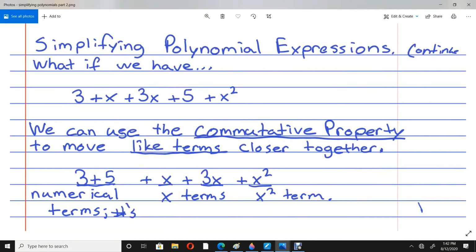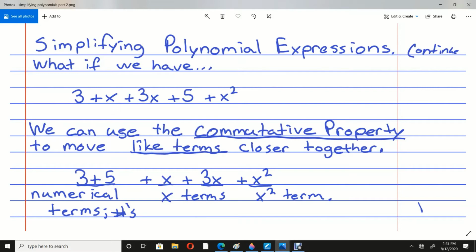All right, we're going to continue that discussion right now. Next page of notes, simplifying polynomial expressions continued. What if we have an example like this? What if we have 3 plus x plus 3x plus 5 plus x squared? Well, we can use the commutative property to move like terms closer together. The commutative property allows us to move around any numbers that we are adding in an expression, such as 2 plus 3 equals 5. Well, we can just change that to 3 plus 2 equals 5. It's the same thing. So 3 plus 2 equals 2 plus 3. They're the same thing. So the commutative property lets us move things around that we're adding together.